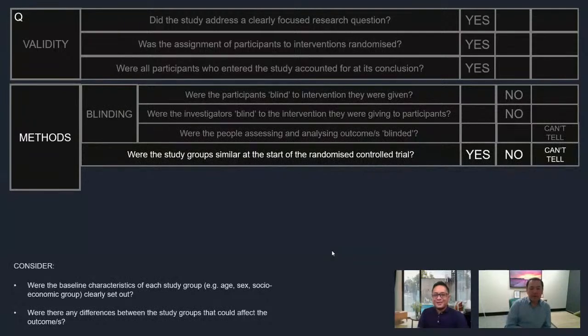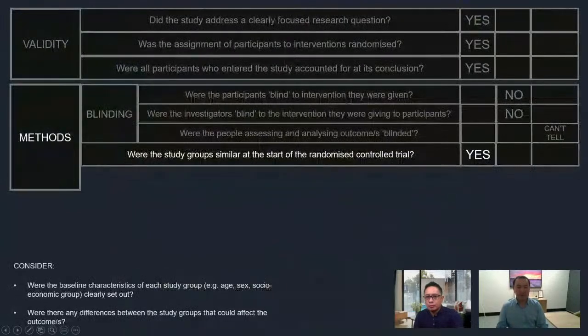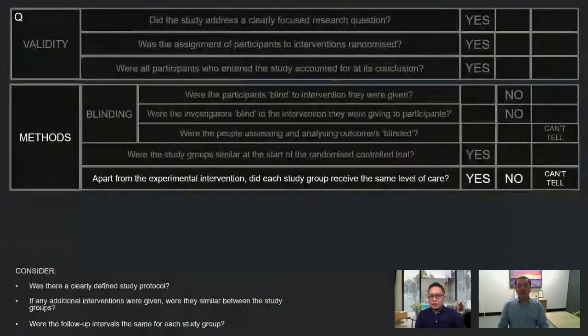Were both study groups similar at the start of the randomized controlled trial? Yes, they were, because this table gives the characteristics of participants at baseline, which means before randomization, at the time of randomization. They were described here by age, which is very important, fertility history, causes of infertility, FSH, and all of the parameters were very similar. So they were very comparable. The answer is yes.